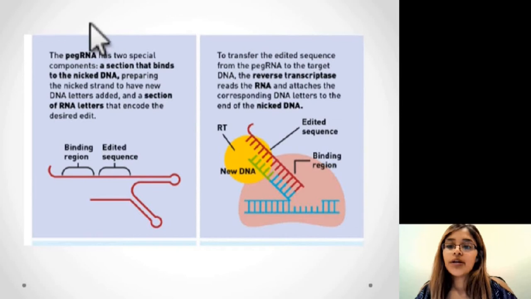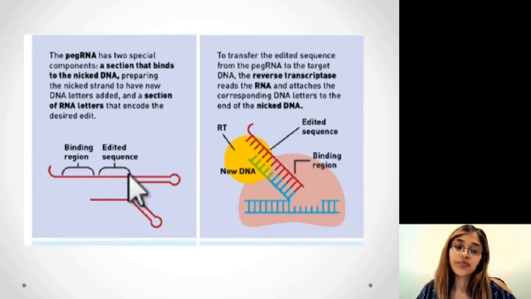So the PEG RNA is composed of two things, the binding region and the editing sequence. The binding region is the section that binds to the nicked DNA, and then we also have the edited sequence, which is the section that contains the RNA letters that encode the desired edit.